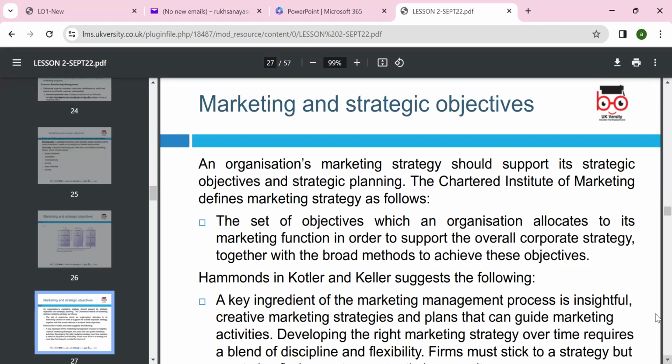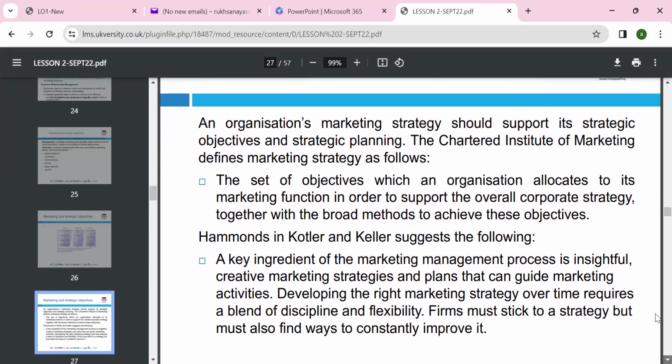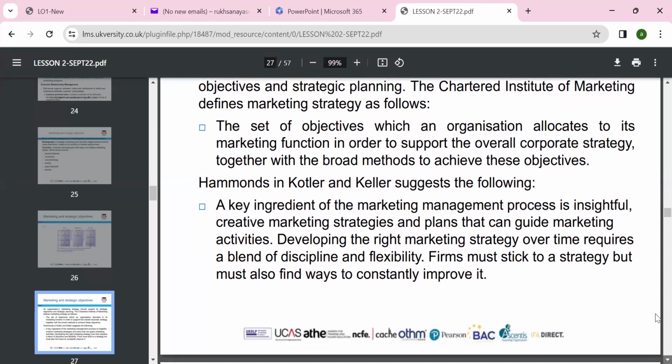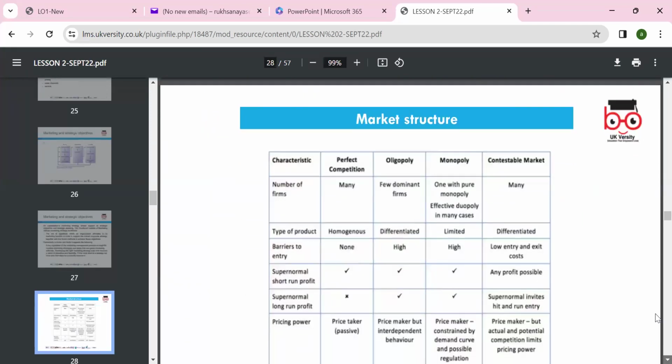Philip Kotler is saying the key ingredients of the marketing management process are an insightful, creative marketing strategy and plan that guide the marketing activity. Developing the right marketing strategy over time requires a blend of discipline and flexibility. A firm must stick with the strategy but must also find ways to constantly improve. We need to always look at improving things.